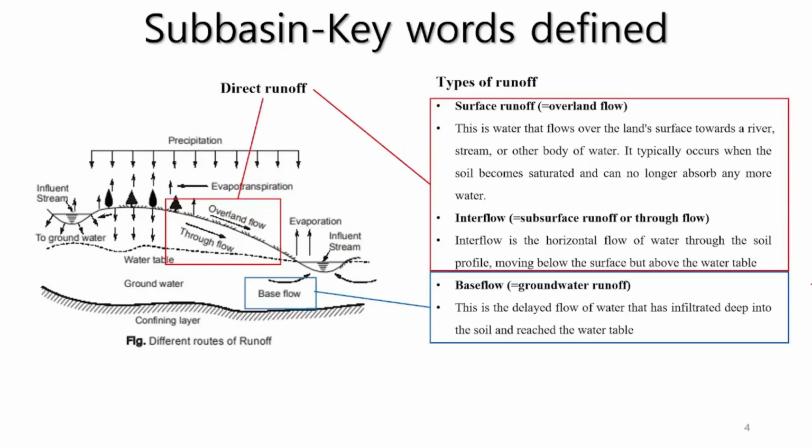Hello there. I'm adding this part because I forgot to mention it when I was giving the lecture. Direct runoff is a combination of surface runoff or overland flow and interflow or subsurface runoff or throughflow. Overland flow and throughflow combined is called direct runoff, not just one of them, both together. Everything below the water table is called base flow or groundwater runoff. Thank you.